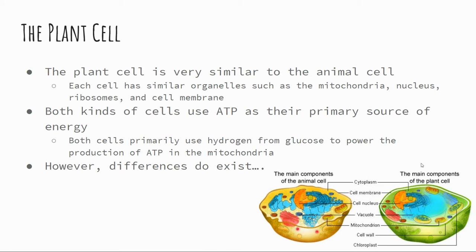So the plant cell is, of course, very similar to animal cells. We talked about this in biology as well. Each cell is going to have similar organelles, such as a mitochondria, nucleus, ribosome, and cell membrane. The endomembrane system is pretty similar. Both cells use ATP, and both cells have a cell membrane. Even the plant cell, rather, will have a cell membrane. A lot of the time that's forgotten because of the cell wall.